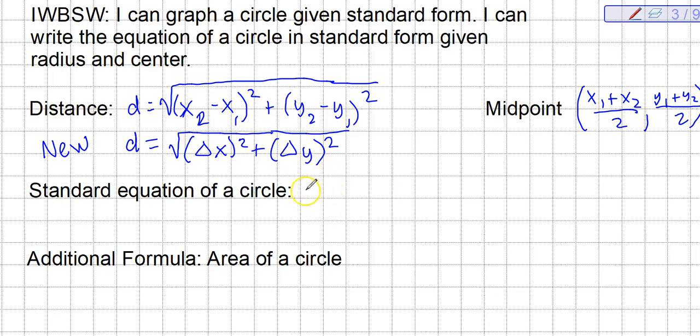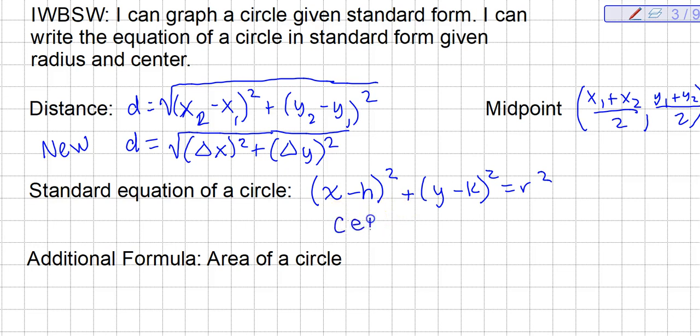Standard equation of a circle. Here it comes. It looks like this: quantity x minus h squared plus y minus k squared equals radius squared. Do our conditions for the circle exist? Are the coefficients of x and y the same? Yes. Are x's and y's both being raised to the second power? Yes. Are we adding them? Yes. So this will definitely graph a circle.